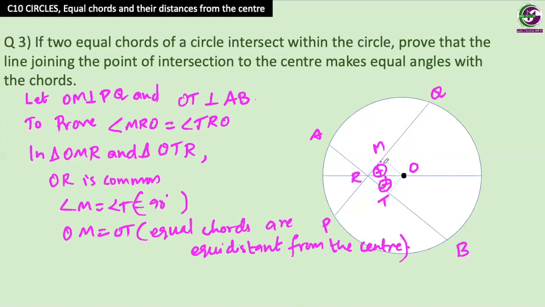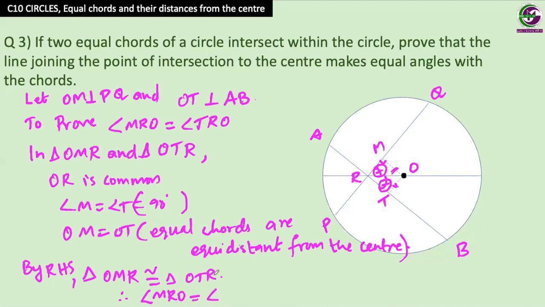So we have a right angle, hypotenuse, and a side. So by RHS, these two triangles are congruent. Triangle OMR is congruent to triangle OTR. So by CPCT, we can see that angle MRO is equal to angle TRO. Corresponding parts of congruent triangles. That was to be proved.